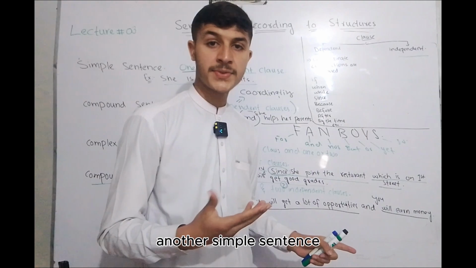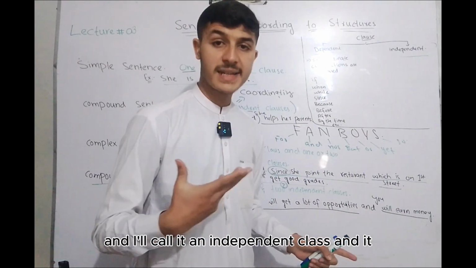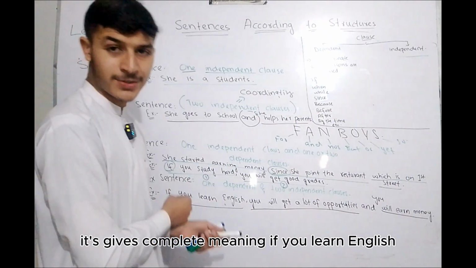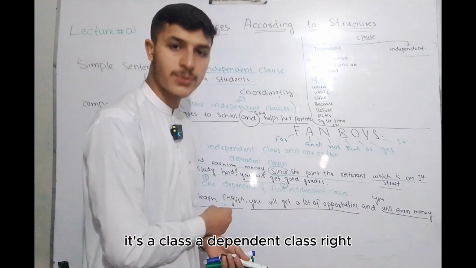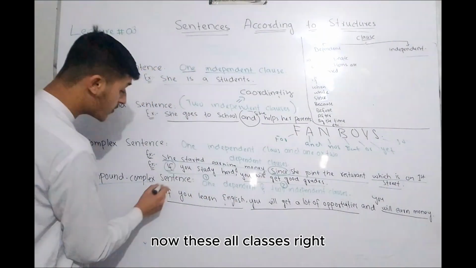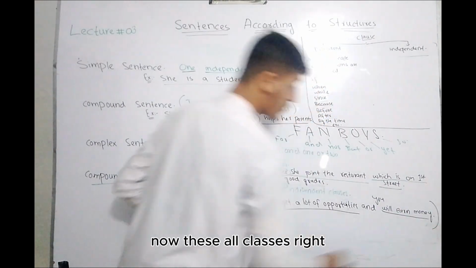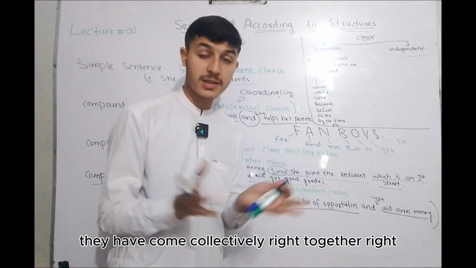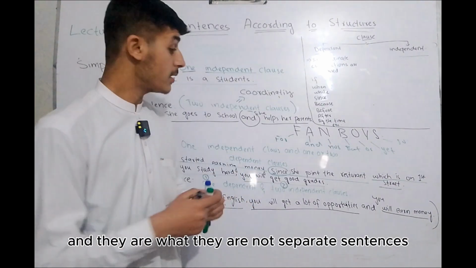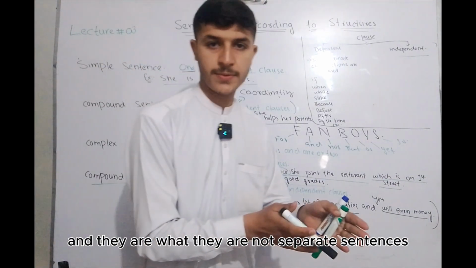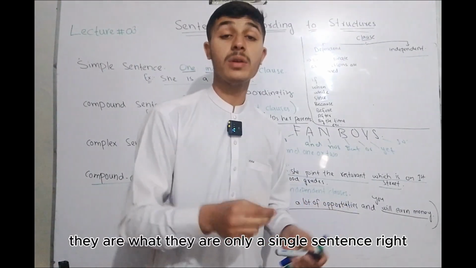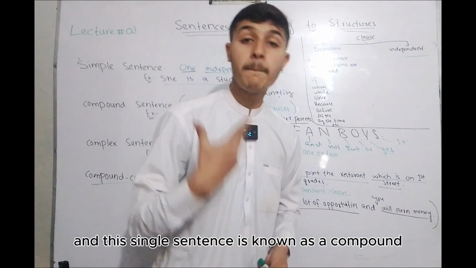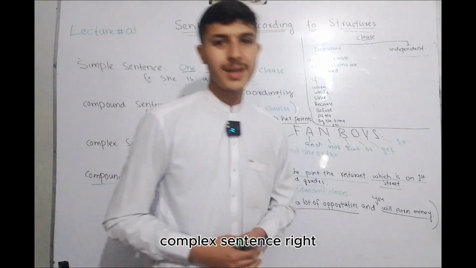Another simple sentence, and I'll call it an independent clause. It gives complete meaning. If you learn English, it's not a sentence, it's a clause, a dependent clause, right? Now, all these clauses have come together, and they are not separate sentences. They are only a single sentence, right? And this single sentence is known as a compound complex sentence, right?